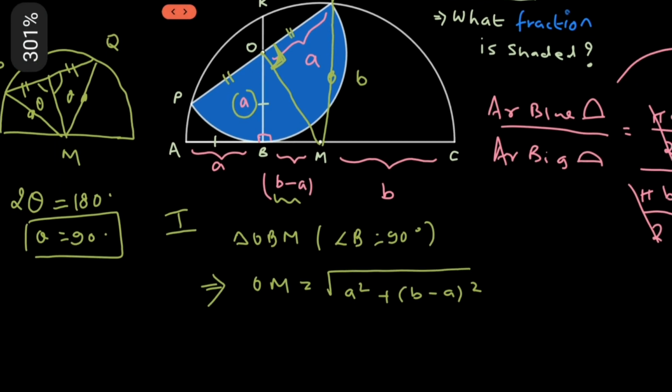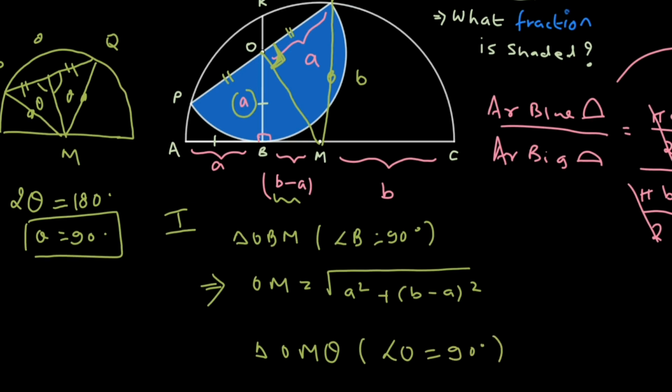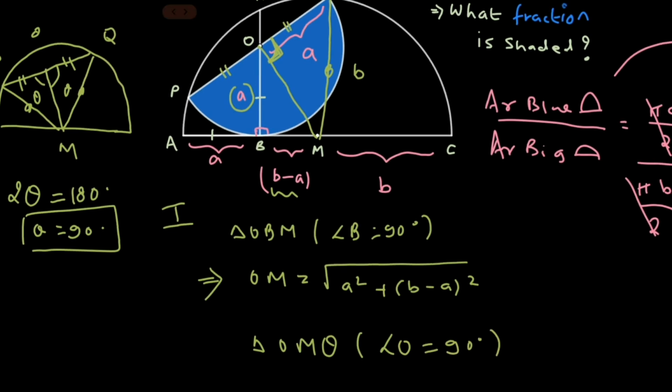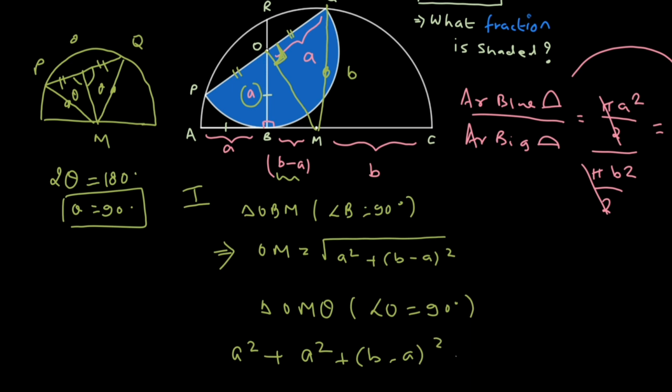So in the right angle triangle OMQ, with the right angle at O, we can again apply the Pythagoras theorem. The base square, that is A square, plus the height square, where the height is equal to OM, which is already in a square root. So its square would be A square plus (B minus A) the complete square, and this is equal to the hypotenuse square. The hypotenuse in this right angle triangle is B, therefore equal to B square.